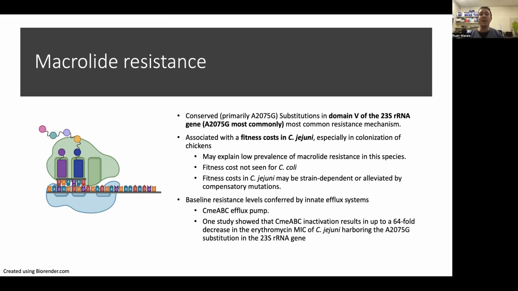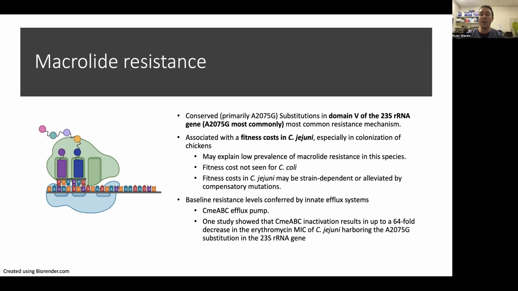Well, it may be that this mutation induces a fitness cost in Campylobacter jejuni, especially in colonizing chickens. And this may explain the low prevalence of macrolide resistance, because this food-based spread is the most common and most important means of transmission. And this theory is supported by the fact that there's no such fitness cost seen with Campylobacter coli, and the resistance rates are higher for this species.